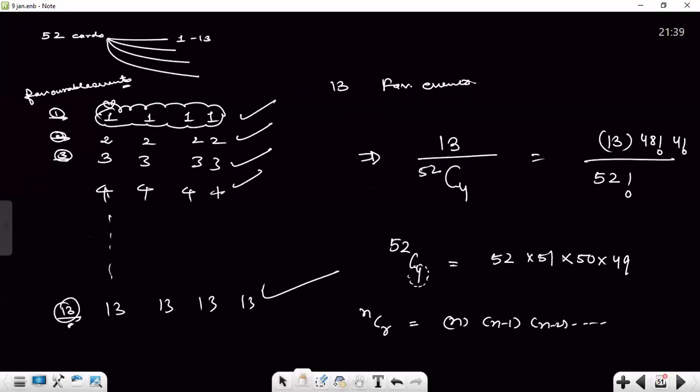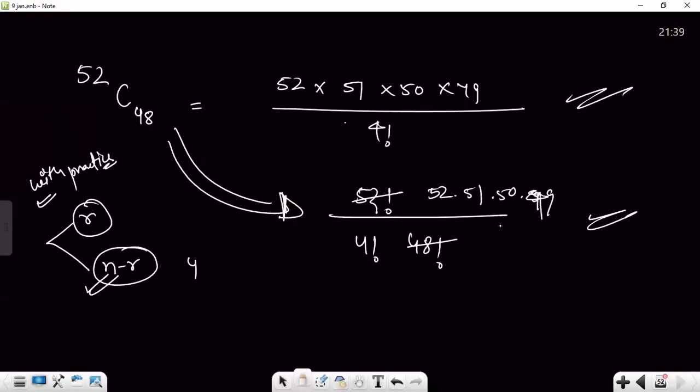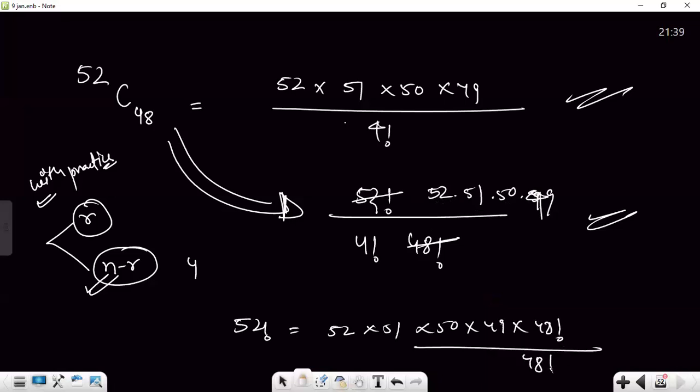Coming back, was that thing clear? How we have written 52C4 as directly 52 into 51 into 50? Is that clear? Because later on it's just going to get multiplied and cancelled. 52 can be expanded like this: 52 into 51 into 50 into 49 into 48 factorial. 48 factorial is there in the denominator, so it's going to cancel. So that's why we have just ignored writing this.